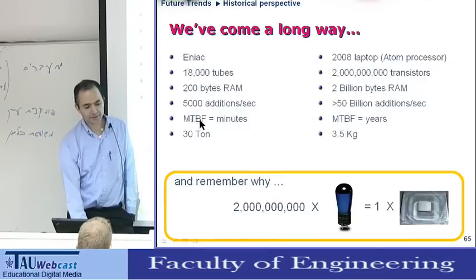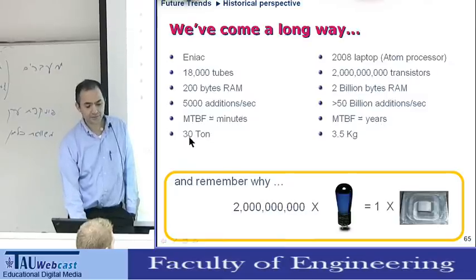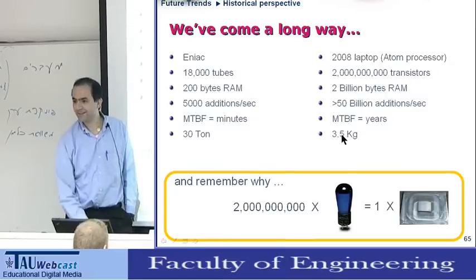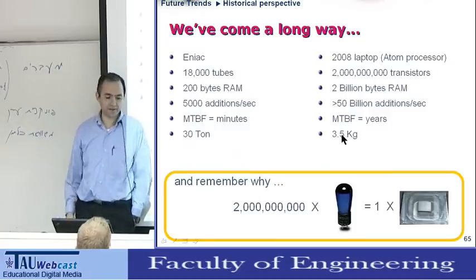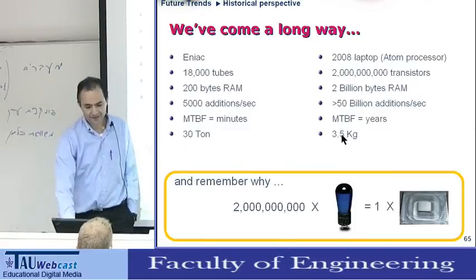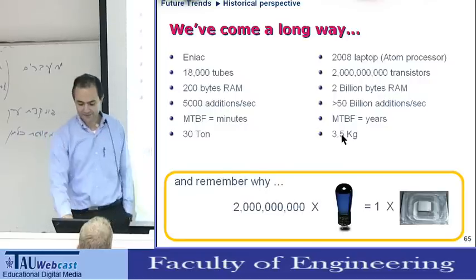MTBF is mean time between failures. Every few minutes it used to fail. Now, at least for the processor, it fails over several years. It weighed 30 tons versus my laptop 3.5 kilos. So this is the progress which was done over, let's see, a little more than 50 years, 54 years.